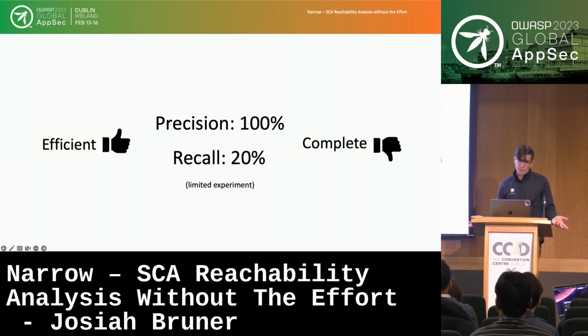But that's kind of the trade-off that Narrow makes, is that it's very efficient in terms of making sure if you're going to bother fixing something, have it be something that actually reduces your risk level. But it's not complete. You're going to miss things. No argument there.